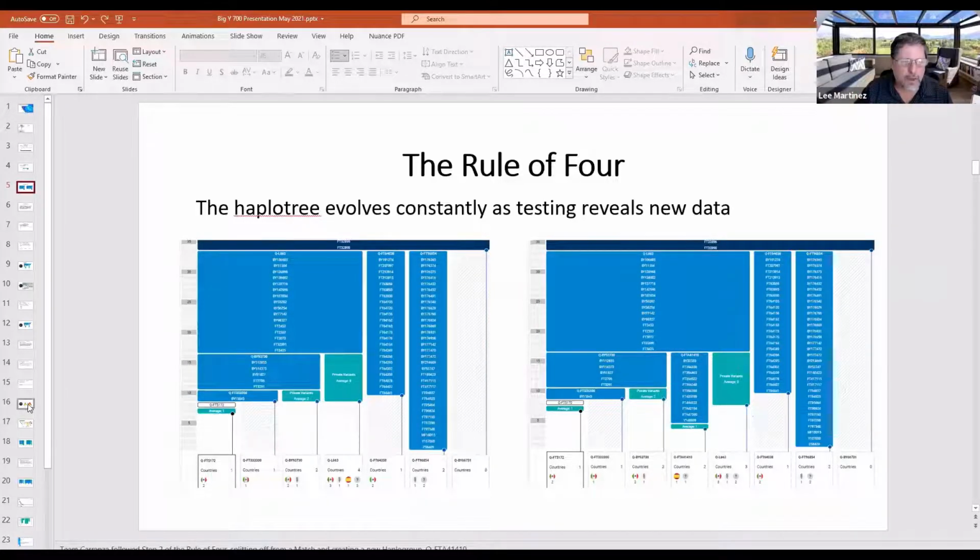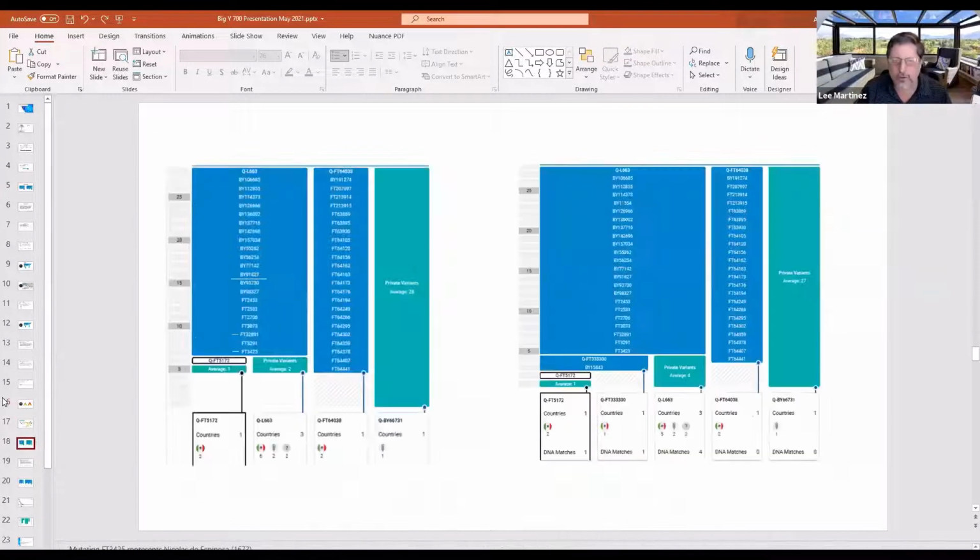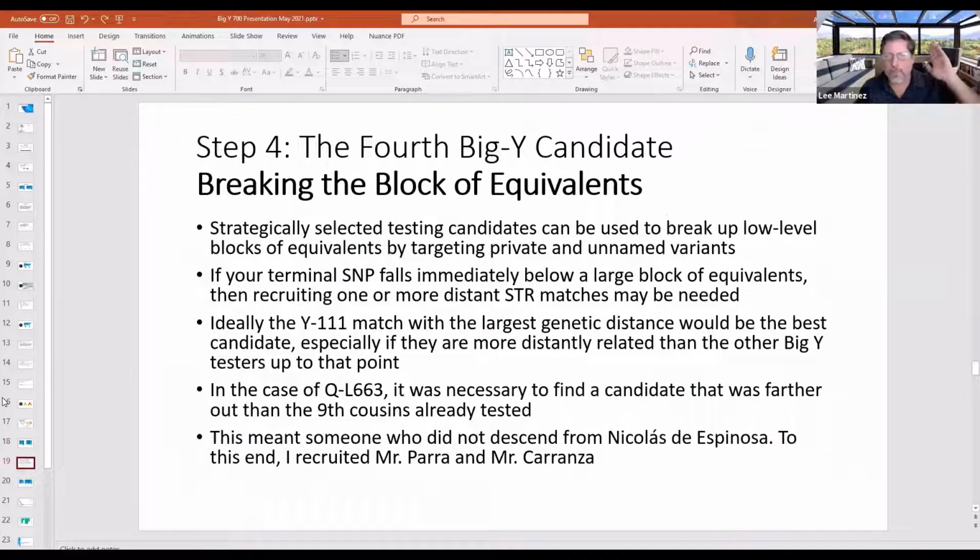So that's that fourth rule, right? That's how you identify that person. If you don't have a Y111 match, who's your farthest Y67 match? Or your farthest Y37, whatever, that farthest person that is still technically a match to you. He's showing up on your matching list, but he's so far back that you don't have a common ancestor, right?